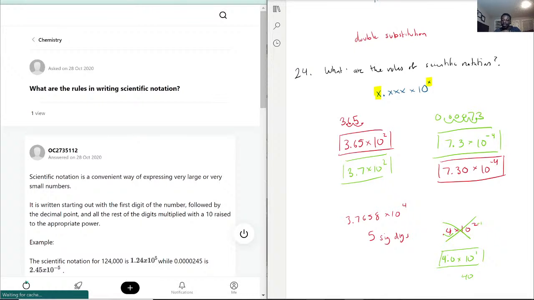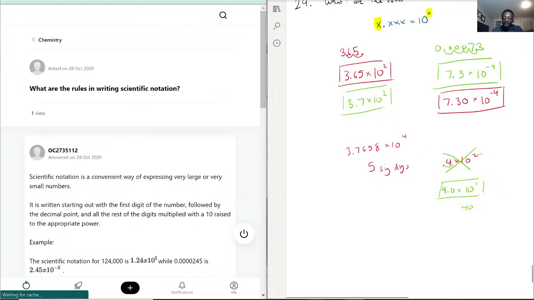So yeah, those are the rules of scientific notation. One number before the decimal, everything else is after the decimal. And if I move towards my right, I'm actually subtracting from my exponent, so I get more negative. If I move towards my left, I'm getting more positive.